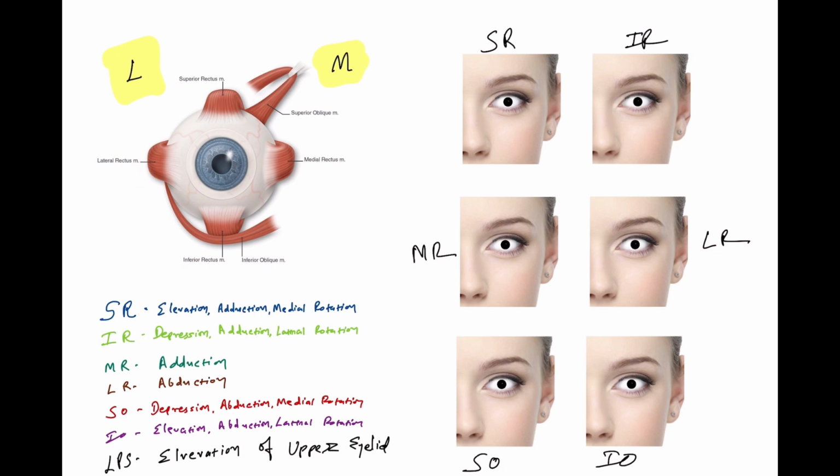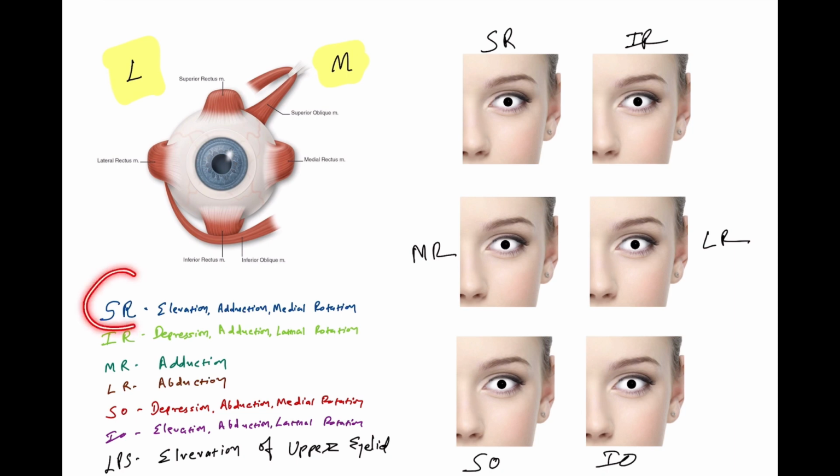Medial rotation is also known as internal rotation or intorsion, which is the upper part of the pupil rotating medially. And then you have the lateral rotation, or what we can call external rotation or extorsion, which is rotating the upper part of the eyelid laterally. So these are the 6 basic rotations or actions of the muscles on the eyeball. Now let's see them one by one.